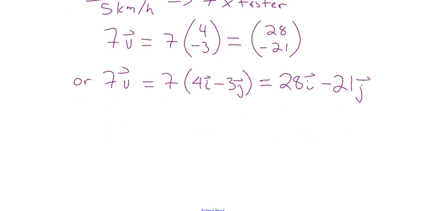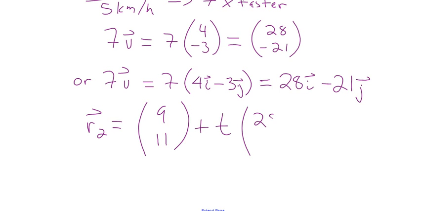Okay, what's R2? Using column vectors, because they're much easier to work with. (9, 11) plus T times (28, negative 21). Okay? So that's how we get R2, right? We're given that it's parallel.